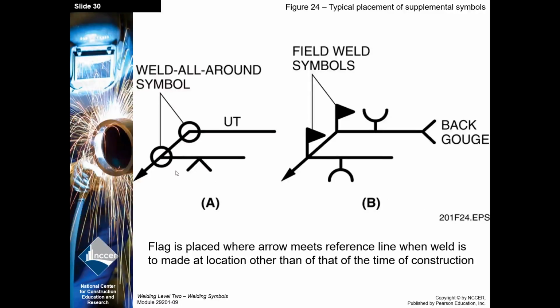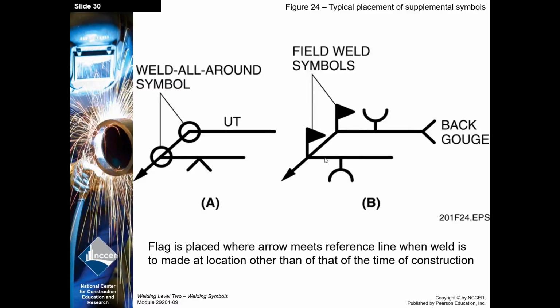All right, so here we've got a weld all the way around symbol. Let's go ahead and get this. A V groove, arrow side. We're going to weld all the way around. And then after that's done, it looks like we're going to ultrasound it all the way around, okay? Here we've got a U groove, arrow side, field weld first. And then we're going to back gouge and do that back weld, also in a U groove, other side in the field. A flag is placed where the arrow meets the reference line.